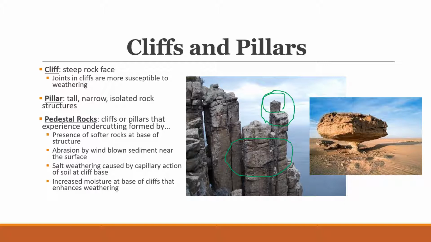Pedestal rocks are cliffs or pillars that experience undercutting formed by either or a combination of the presence of softer rocks at the base of a structure. So we have differential weathering because the cap rock is more resistant to weathering than the base rock. Abrasion by wind-blown sediment near the surface. Salt weathering caused by capillary action of soil at cliff base. Increased moisture at the base of cliff that enhances weathering.